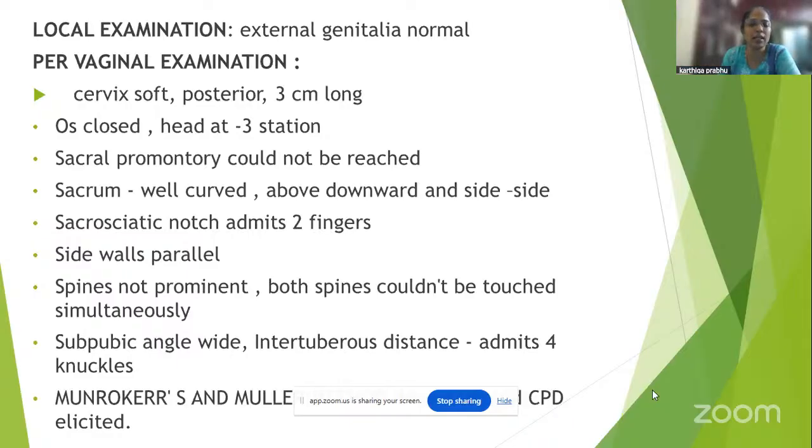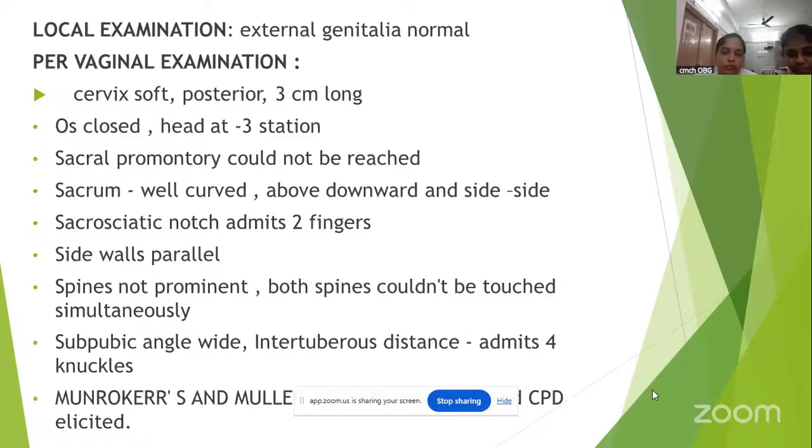So you are assessing the inlet, right? Yes, ma'am. So we are going to assess the cavity. The cavity has to be assessed at the interspinous diameter, the ischial spines, ma'am. So normally what is the diameter measurement? More than 10 cm, ma'am. If it is less than 8, it indicates a contracted pelvis, ma'am.